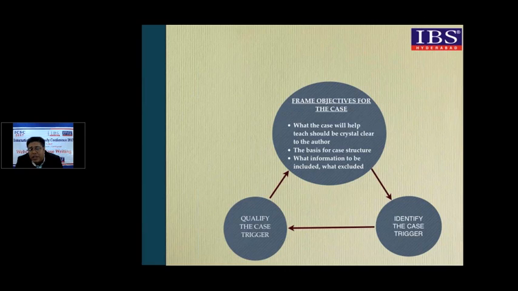And what are these objectives? The objectives is what the case will help teach. So there can be broader objectives as well, like whether you want to write a decision focused case or you want to write a descriptive case, things like that may be broader objectives. But soon you will have to drill down to the educational objectives. And this forms the basis for your case structure.